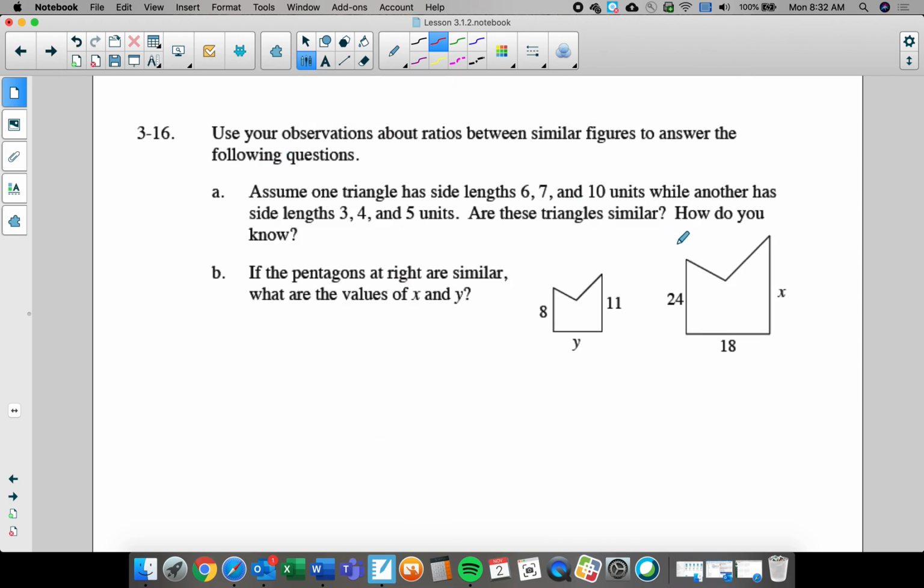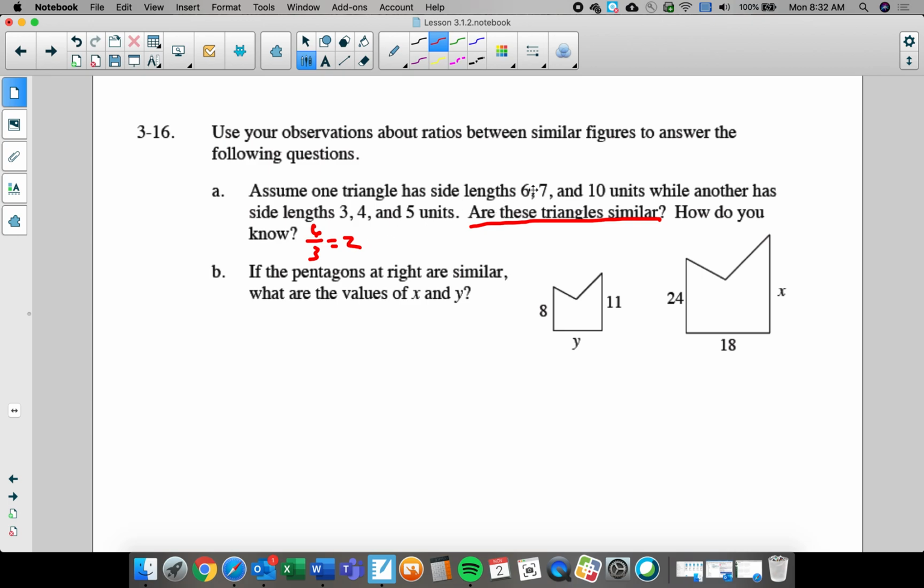All right, if we finish this one up, this is, I believe, the last slide of this lesson. It says to use your observations about ratios to find the answers. In this case, assume one triangle is 6, 7, and 10, and another one is 3, 4, and 5. Are these triangles similar? The first thing we need to look at to answer that question is to see if the side lengths have the same ratios. So smallest side length, if we set up those ratios, 6 over 3, that's a zoom factor or a scale factor of 2.